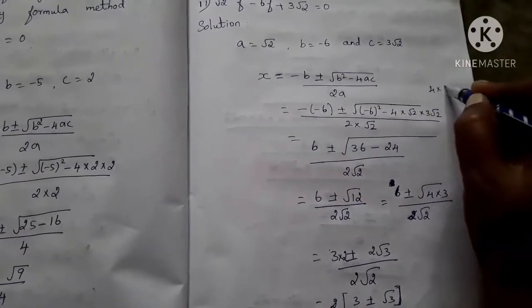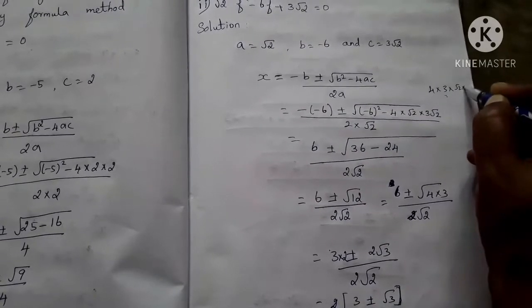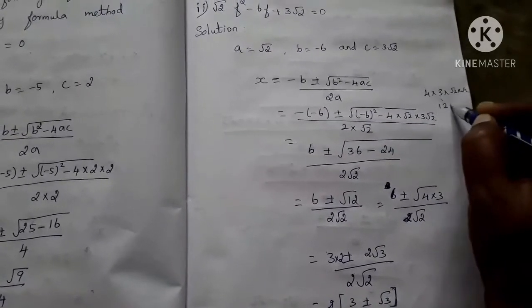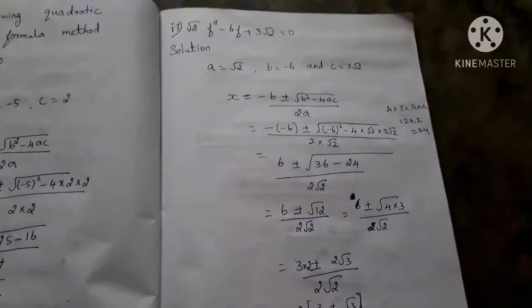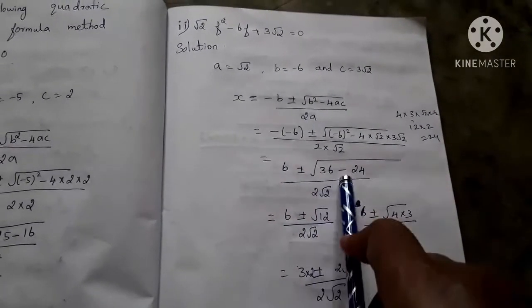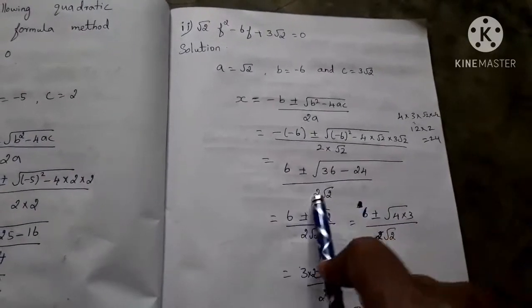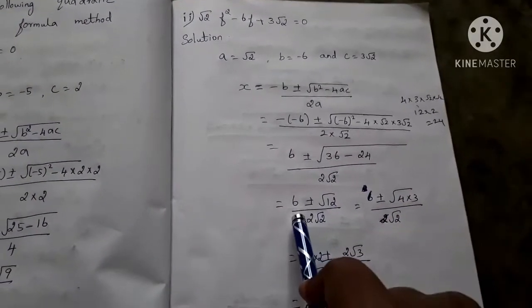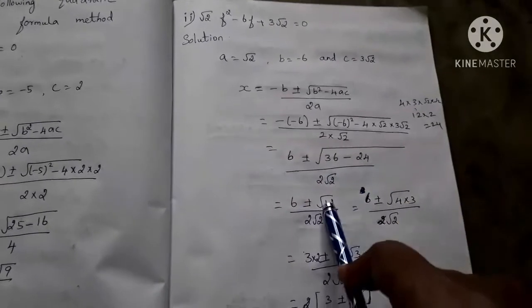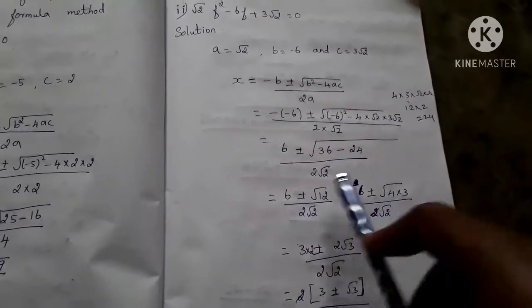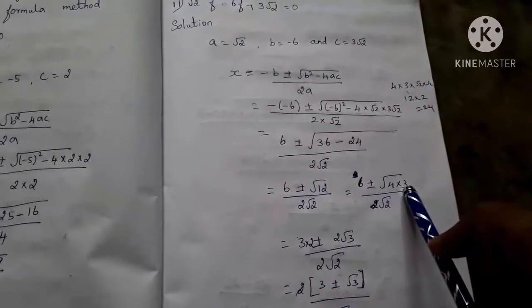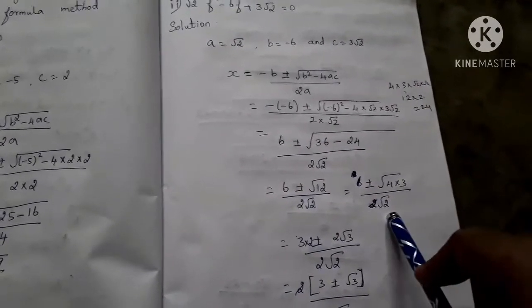So 4 into 3 into root 2 into root 2. So 4 3s are 12. Root 2 into root 2 is 2. So that is 24. So 36 minus 24, divided by 2 root 2. Next, 6 plus or minus root of 36 minus 24, which is 12, by 2 root 2. 6 plus or minus root 12, we can split 4 into 3, divided by 2 root 2.